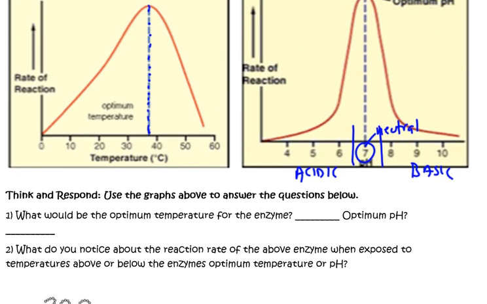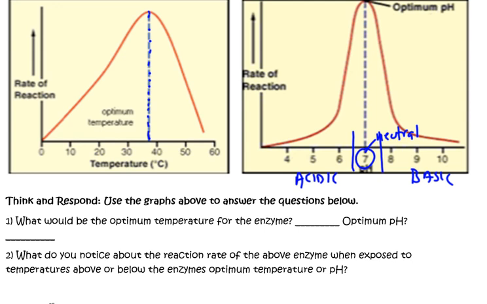So we have 2 questions. What will be the optimal temperature? Well, it's going to be the biggest point. When we come down, we're about right here. I'd probably say, I don't know, around 37, and we're in degrees Celsius. Optimum pH, it's a little bit easier. Neutral, 7.